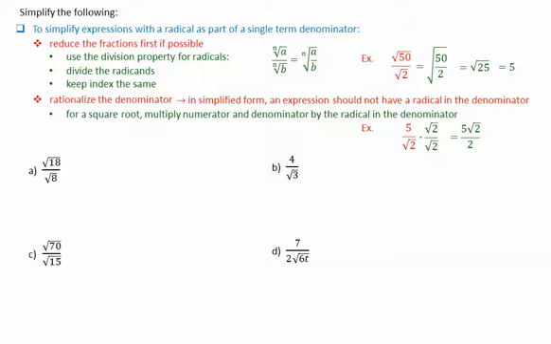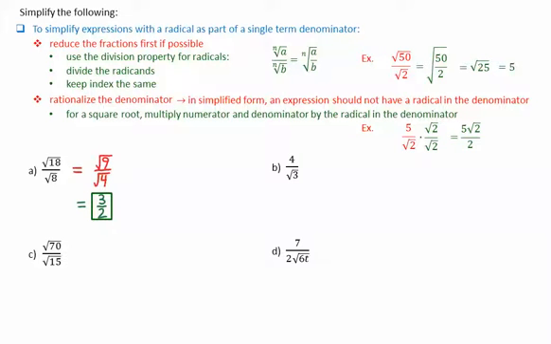For example A, root 18 divided by root 8, we can first reduce 18 over 8 by dividing both by 2, giving us 9 and 4. We can then take the square root of 9 and the square root of 4, giving us a result of 3 over 2.